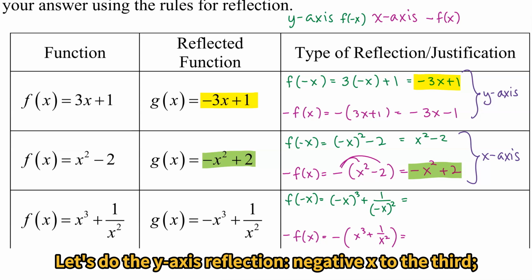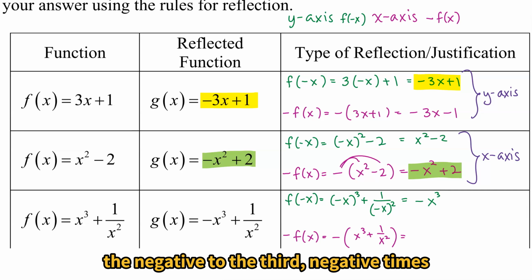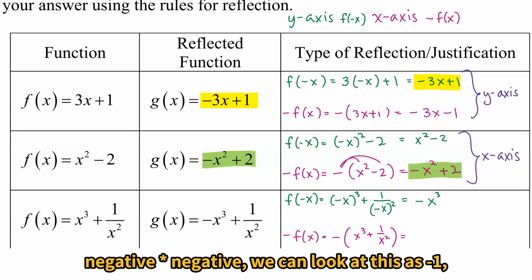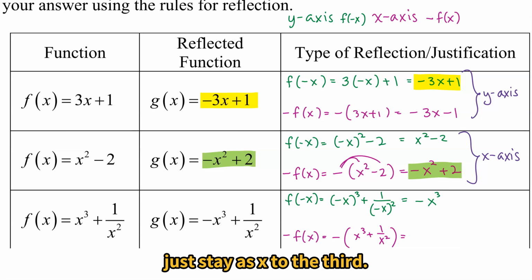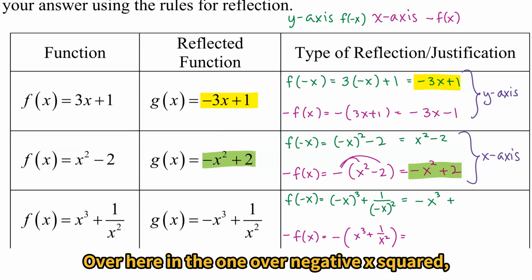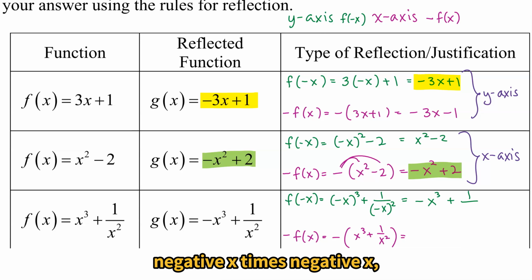Let's do the y-axis reflection, negative x to the third. The negative to the third, negative times negative times negative. We can look at this as negative 1. Negative 1 times negative 1 times negative 1 gives us a negative 1. And then x to the third will just stay as x to the third. Over here in the 1 over negative x squared, negative x times negative x, the negatives turn positive. So we're left with x squared.